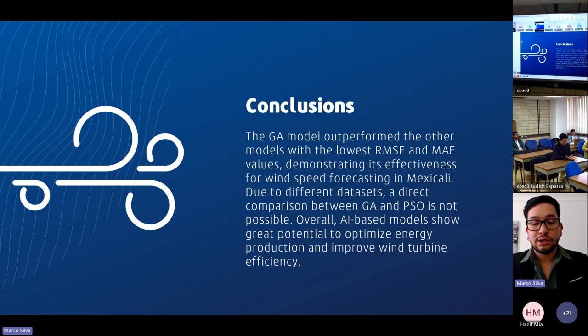Conclusions. In conclusion, the GA model, genetic algorithms, proved to be the most effective in this study, delivering the lowest RMSE and MAE values and demonstrating high accuracy in real-time wind speed forecasting. The PSO, transformer and LSTM models, while useful, showed high variability in their predictions due to differences in data sources and computational requirements. Overall, AI-based models hold great potential for improving wind speed forecasts and optimizing wind energy production in Mexicali.